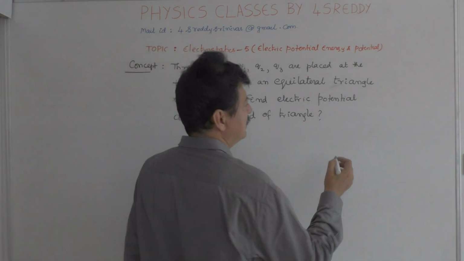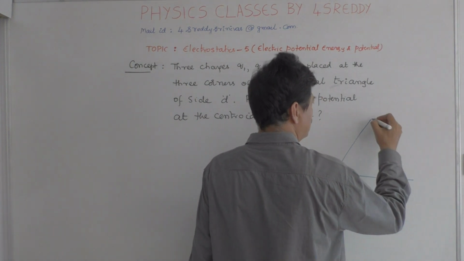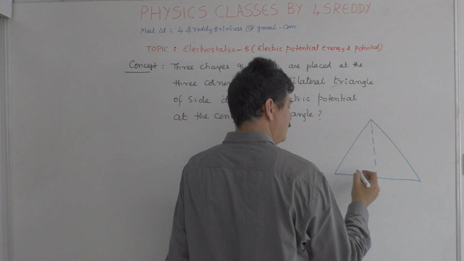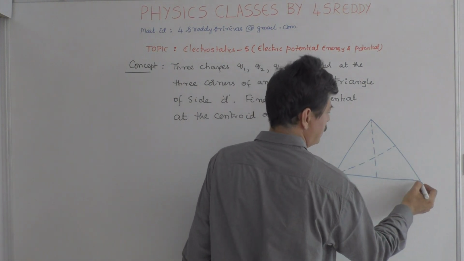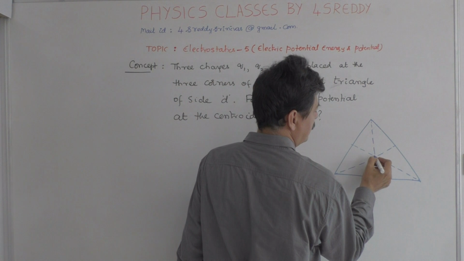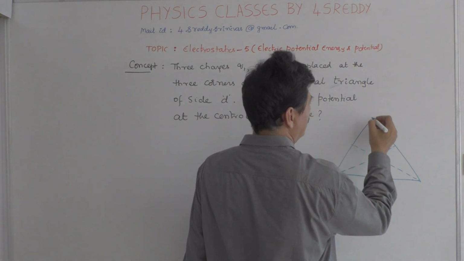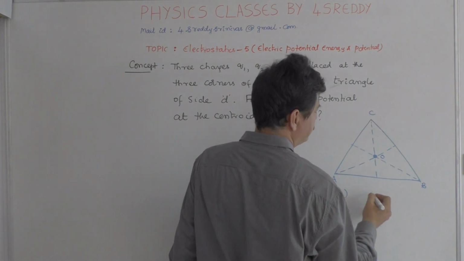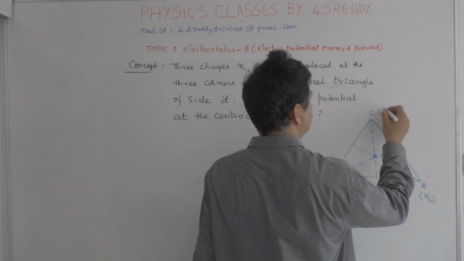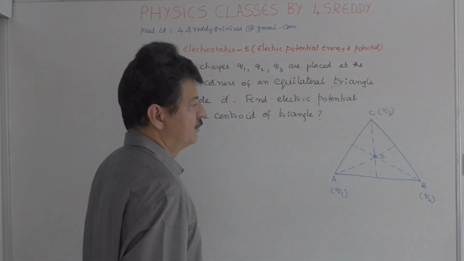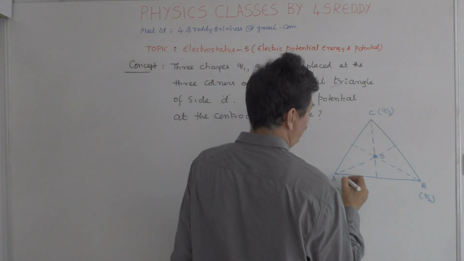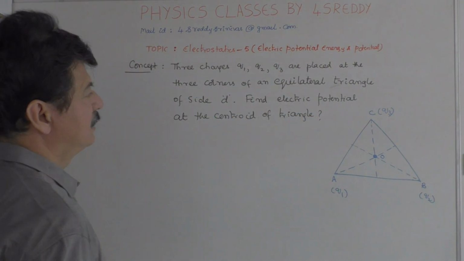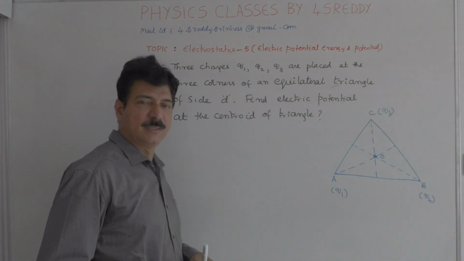What you can write is here. If you see this one, this is the centroid. Here is A, B, and C. Here is Q1. So if that is the case, this is what you are given. Now you are going to calculate the potential at the point B.